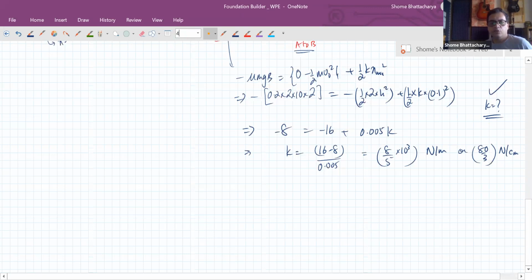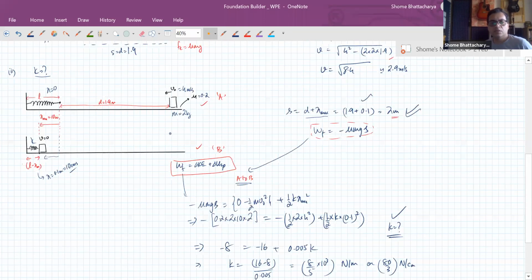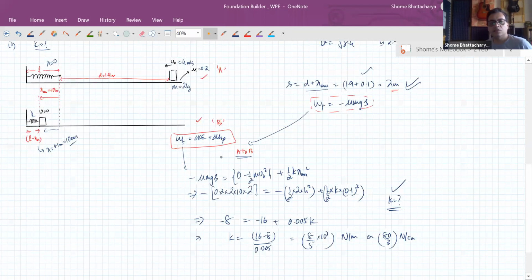Okay, so the main thing you have to follow here is this equation, how we have supplied the values in this. The work done by friction is this term. The change in kinetic energy is this term. And the change in elastic potential energy is this term. And we substituted the values.